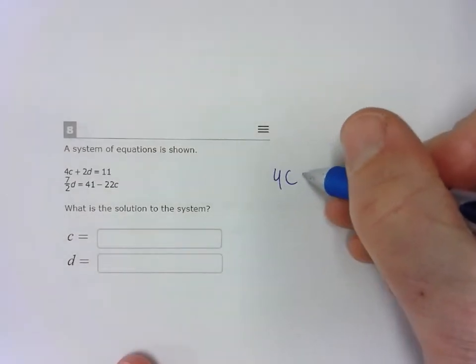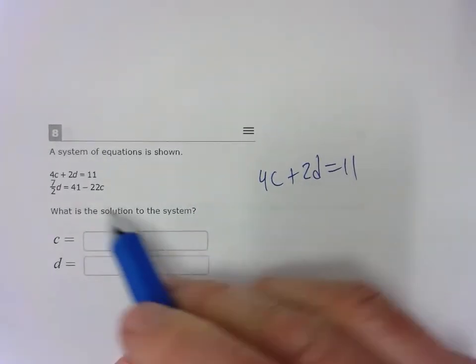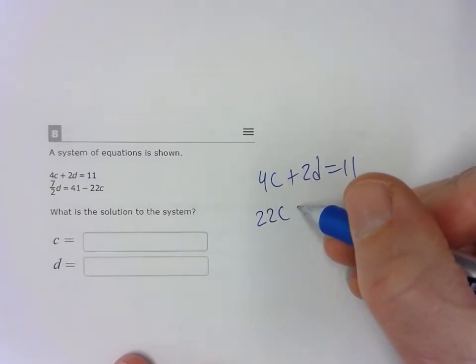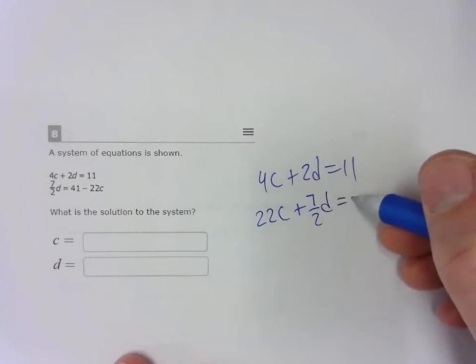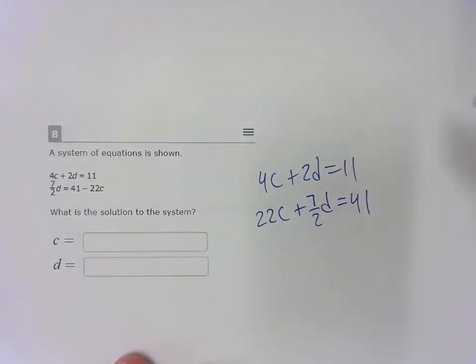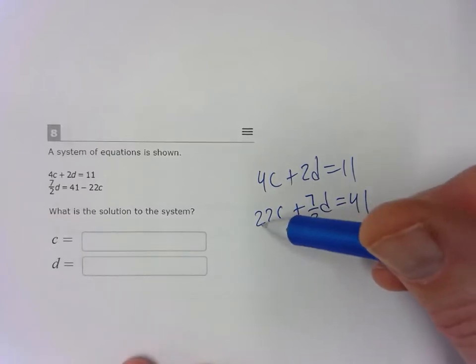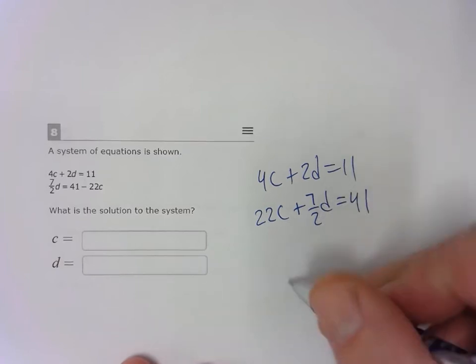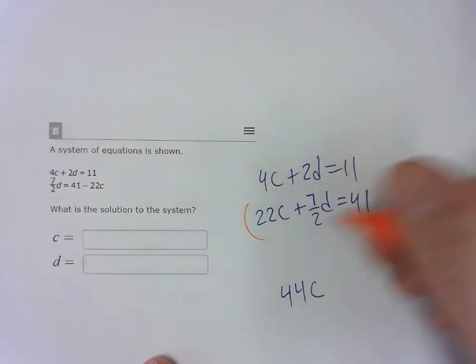So we have 4c plus 2d is equal to 11. And I'm going to bring the c over, so I'm going to do 22c plus 7 halves d is equal to 41. All right, so what I'm going to do is double this equation, which will kill the 2. All right, so I'm going to double this equation. So it's going to be 44c. So I'm going to put parentheses here.